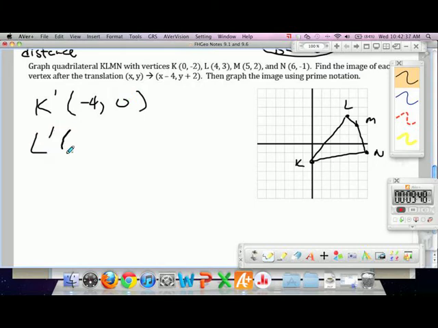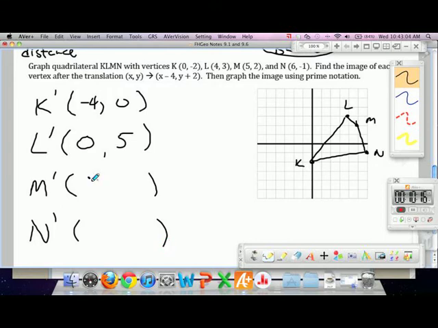L prime should be, 4 minus 4 is 0. 3 plus 2 is 5. And so on and so forth. I believe we get what? M prime should be, what, (1, 4), and N prime should be, what, (2, 1).